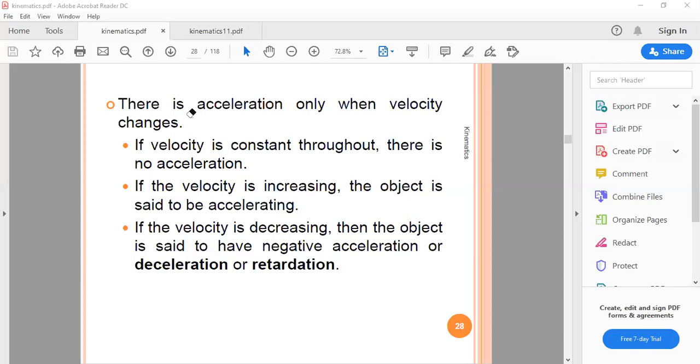But what if you are driving at, say, 50 kilometers per hour, and you see the red light, so you need to stop. You put on the brakes. As you put on the brakes, the velocity starts to decrease. When the velocity decreases, this is known as negative acceleration, or deceleration, or retardation. Is it clear to everybody?